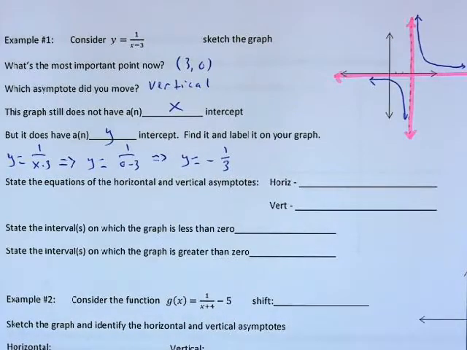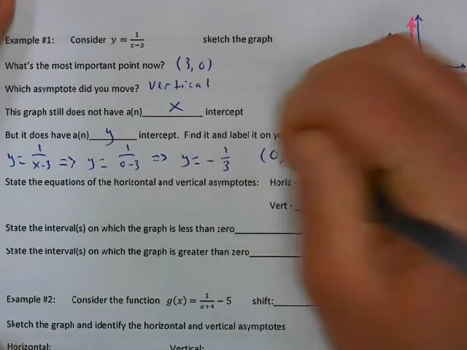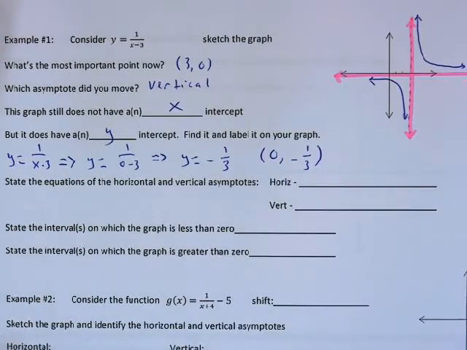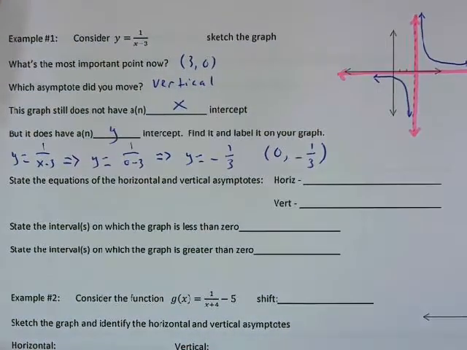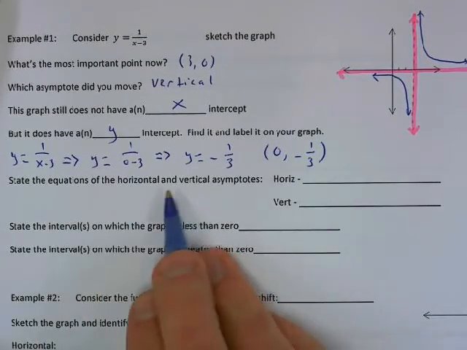So yeah, like we said, it was negative something. It was a little bit below the x-axis. Okay, so then that gives us the point (0, negative 1/3). Okay, so there is our y-intercept, and like we said, there's no x-intercept. State the equation of the horizontal and vertical asymptotes.